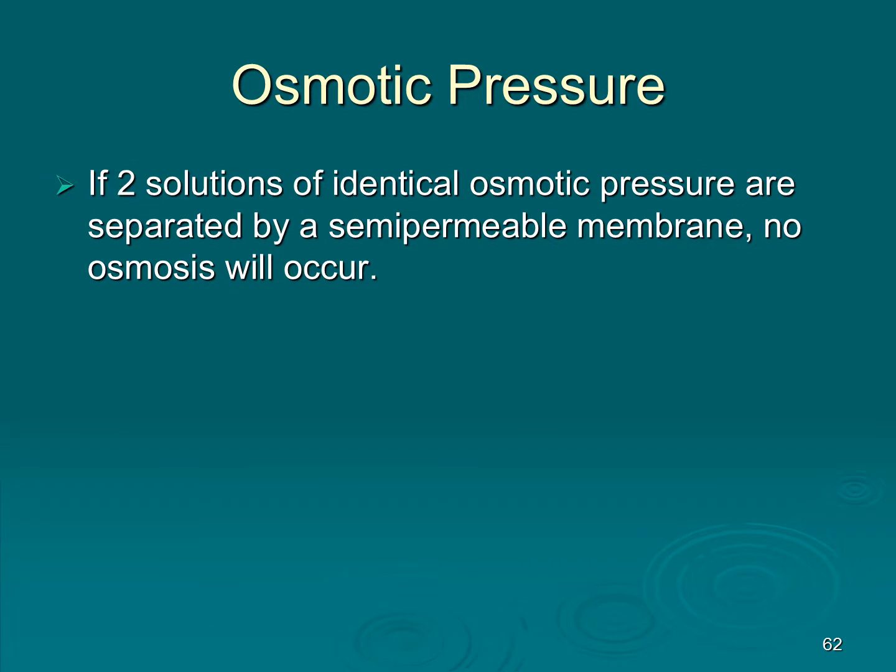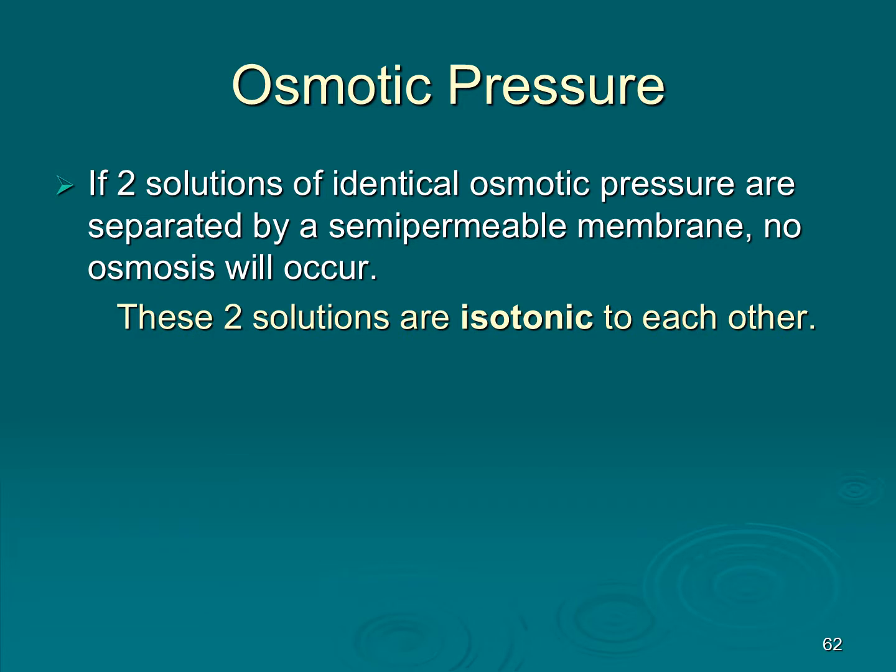As we'll see, osmotic pressure is a very important concept, especially in biological systems. Now, if two solutions have identical osmotic pressure and we separate those two solutions by a semi-permeable membrane, then no osmosis will occur. There may be some water molecules moving back and forth, but there won't be a net gain on either side. So no osmosis will occur, and these two solutions are considered isotonic to each other.